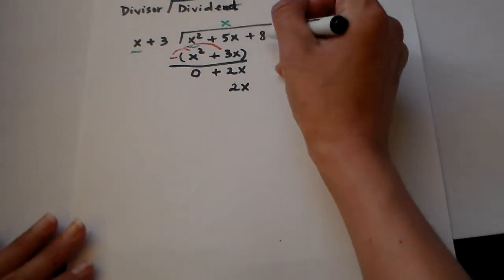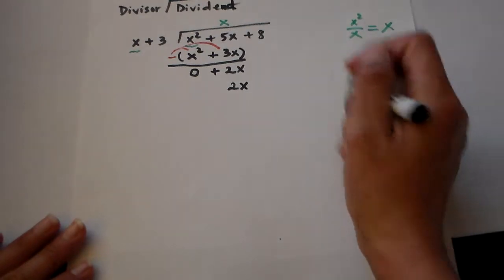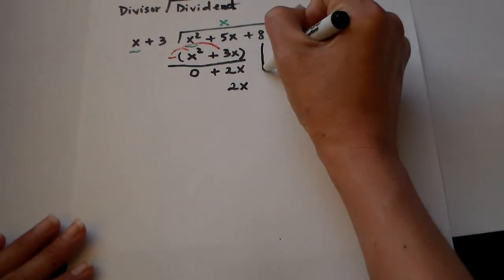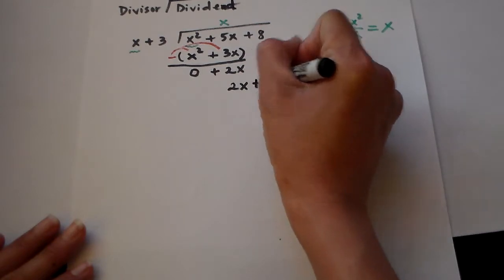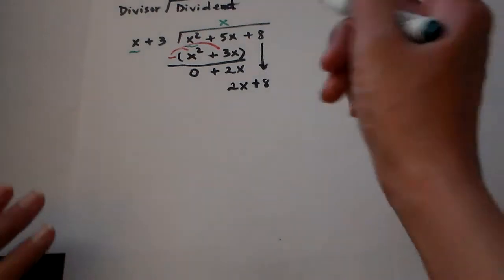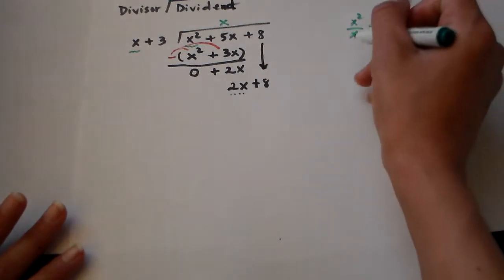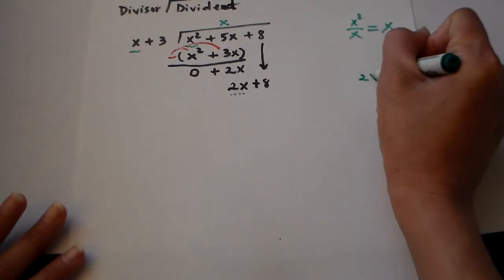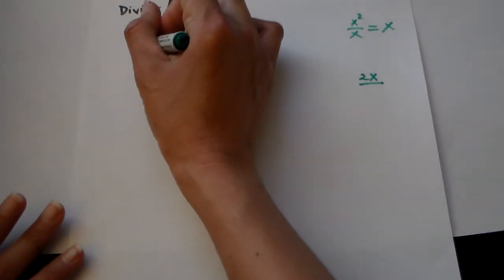So to continue, we bring down the remaining term in the dividend. So bring down positive 8 here. To divide this, we follow the same procedure. You take the first term on the right, 2x, and divide by the first term in the divisor.